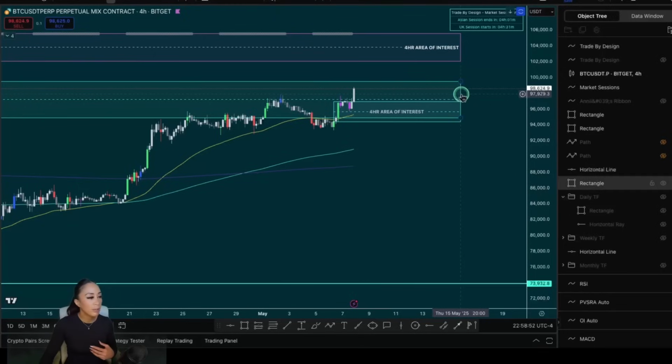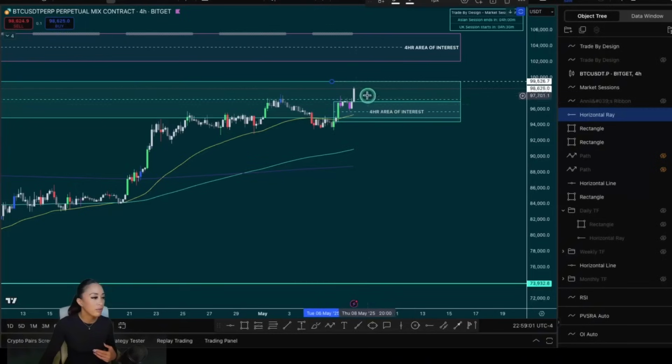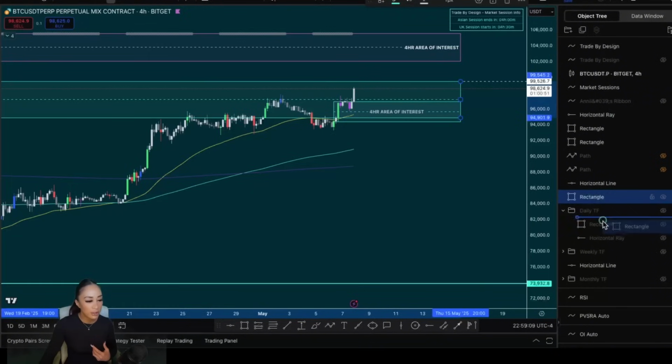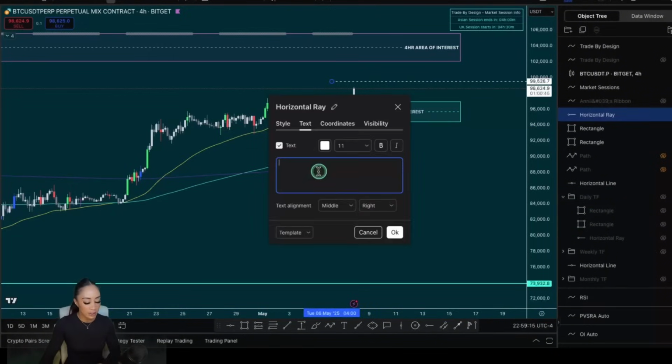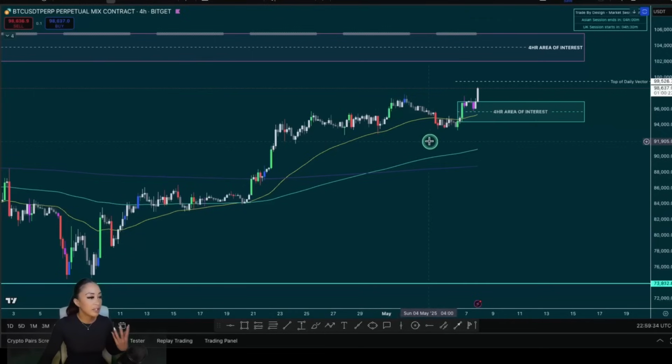I'm going to do the same with this previous daily vector that we had marked out. I'm going to mark out the top of it because I can see now that we have crossed 50% of it and we are more than likely going to recover the full vector. So again, I put this into its own folder and labeled it top of daily vector. And now that clears my chart up a lot.